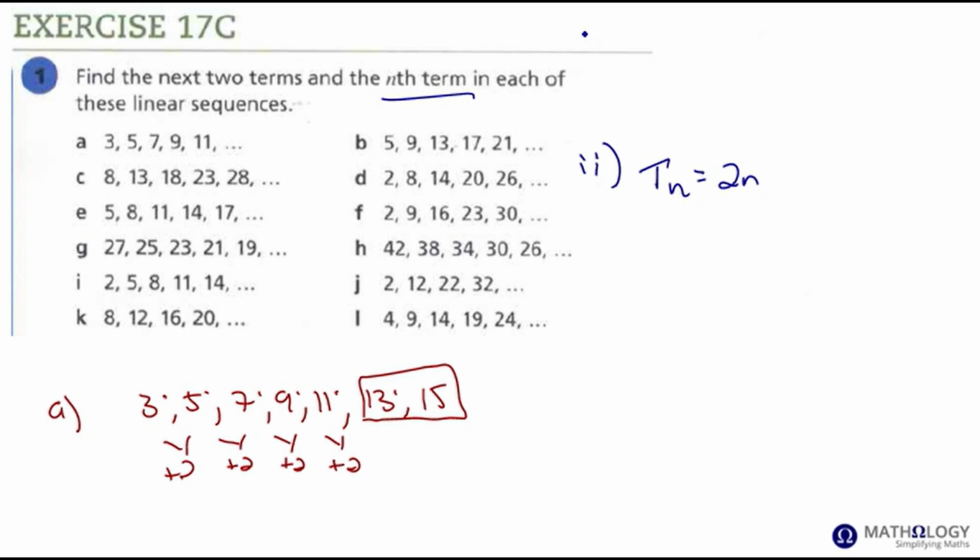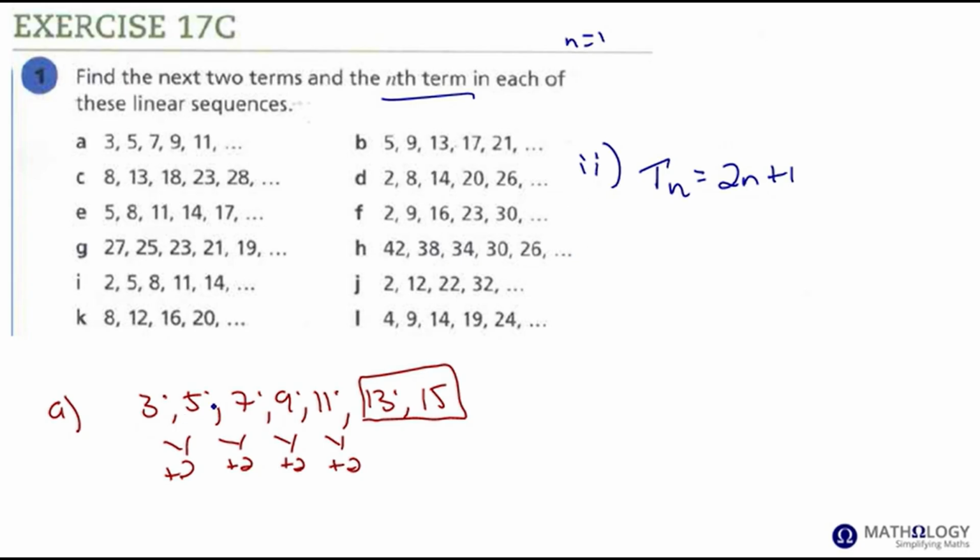Then, when n equals 1, we need to get the first term, which is 3. So, as it's written here, when n equals 1, 2 times 1 is 2. Now, we need to have 3 as our first term. So, what do we do to 2 to make it 3? We're going to add 1. Now, we're going to test that this works for all the terms.